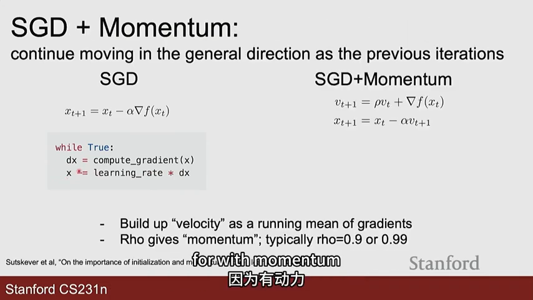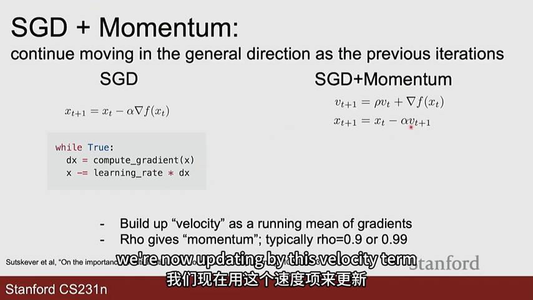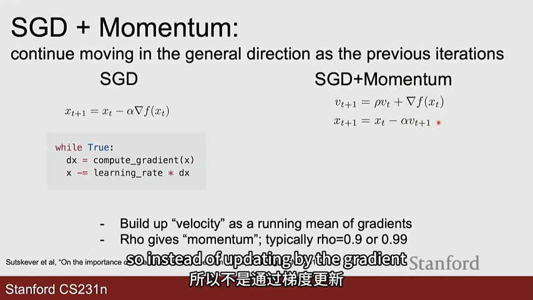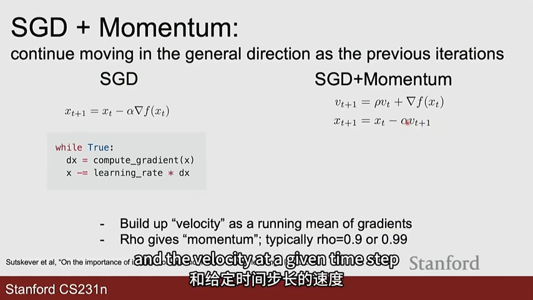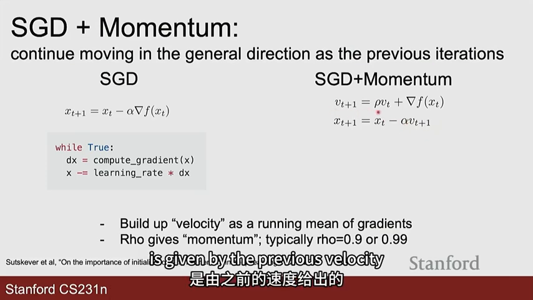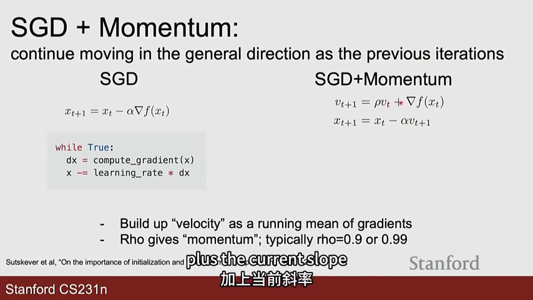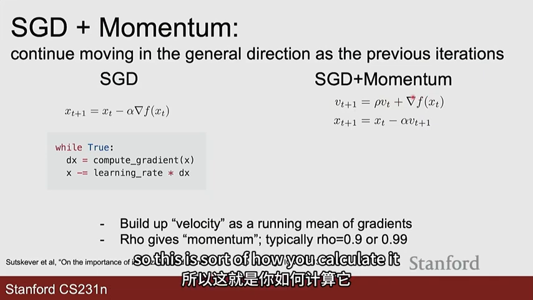With momentum, we're now updating by this velocity term. So instead of updating by the gradient at the specific point, we're updating by the velocity. And the velocity at a given time step is given by the previous velocity plus the current slope. So this is sort of how you calculate it.